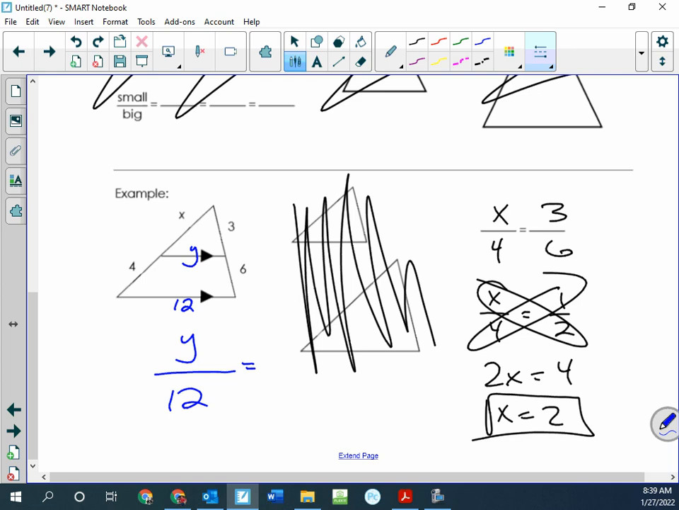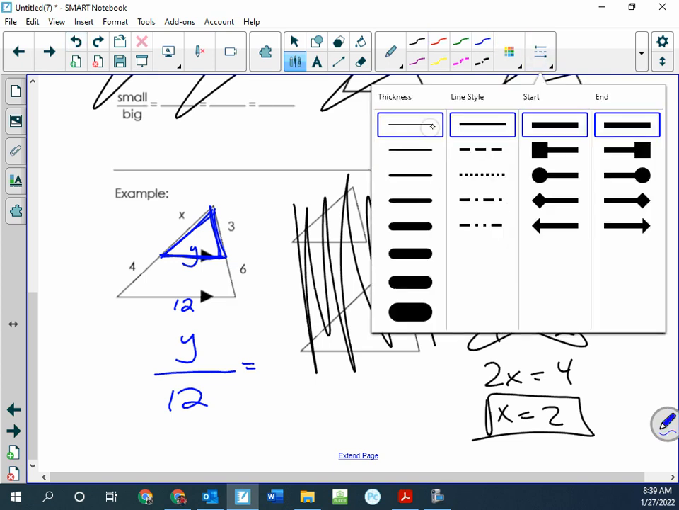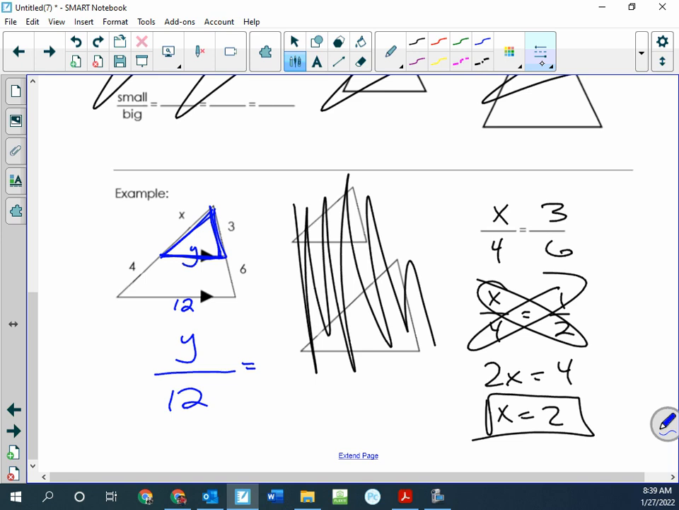What matches up with y? What's a number that can match up with y? Not 6. So y is the bottom of this small triangle right here. And 6 is like a piece of a side of a triangle. So those aren't the same kind of side. So what can match up with y? Notice I did y over 12, so that's bottom over bottom. What other sides on this small triangle do we have?